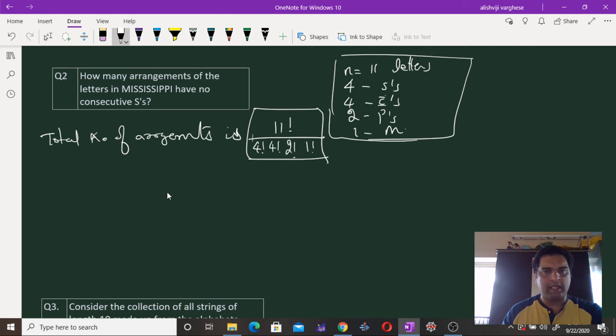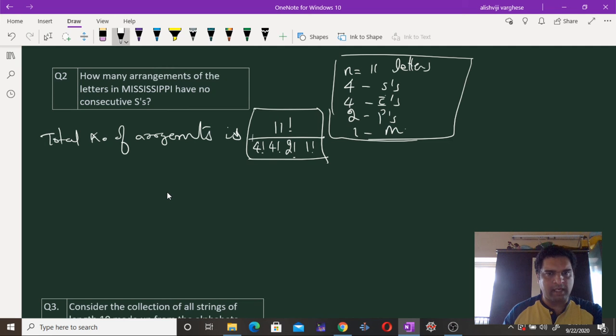Actually, we are not looking at all the arrangements. We are looking at the arrangements among these which have no consecutive S's, so the arrangements in which we don't have any expression like SS. So the word Mississippi itself is not a suitable or required form. Now, how can we solve it?